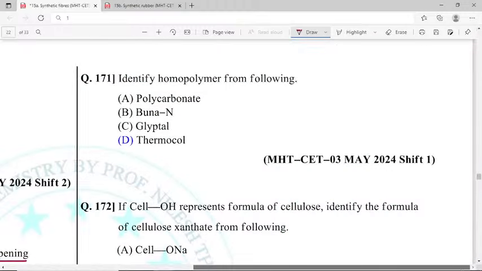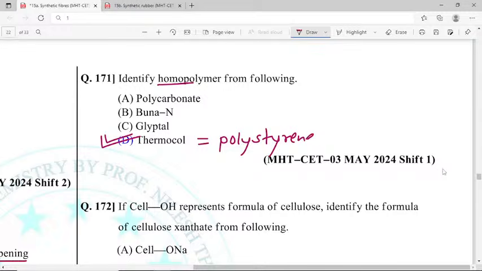Identify the homopolymer from the following. Homo stands for the same type of monomer. So thermocol is the example, called polystyrene. Polystyrene is a homopolymer, with only one type of monomer.